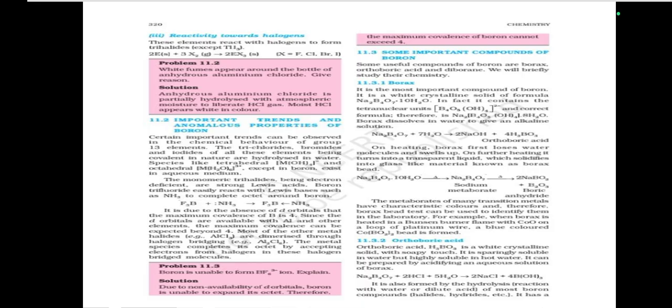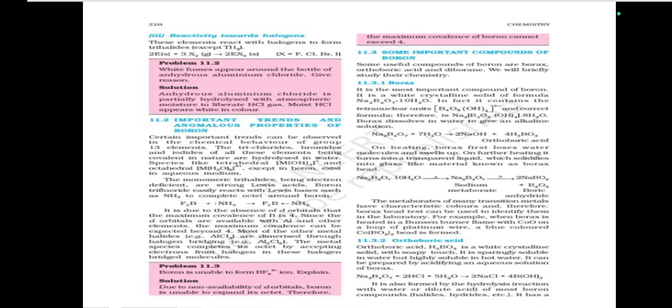The metaborates of many transition metals have characteristic colors, and therefore the borax bead test can be used to identify them in the laboratory. For example, when borax is heated in a flame with CoO on a loop of platinum wire, the blue colored Co(BO2)2 bead is formed.